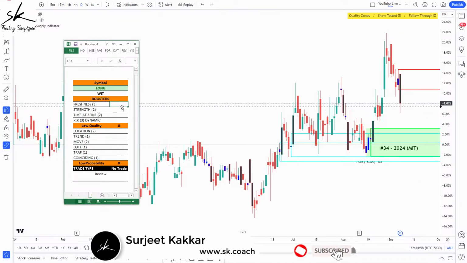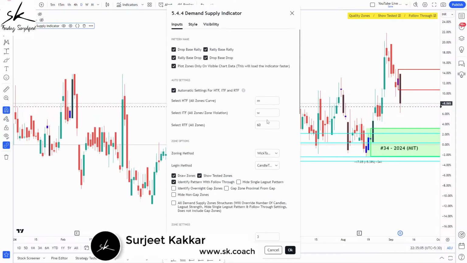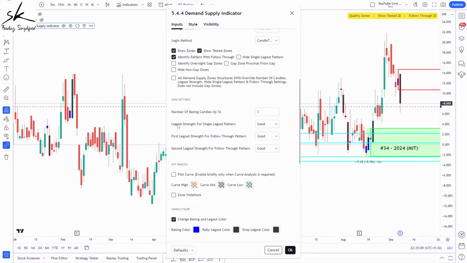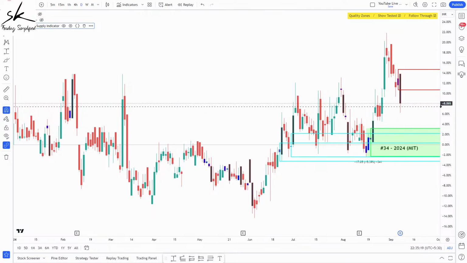First one is freshness. The zone is definitely fresh, so it gets a score of 3. Strength. Now, what I generally do is, because I only trade MIT trades, on the daily time frame, since I'm using a bigger time frame, even for a single leg-out I keep my setting as good, right? If I change it to explosive, you will see this is not an explosive move. The indicator is not marking it. But since it is a good move, I can give it a score of 1, right?